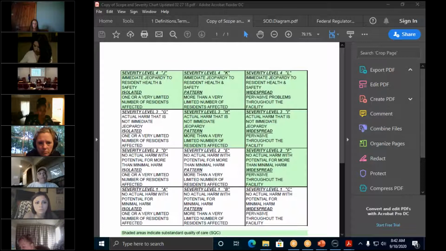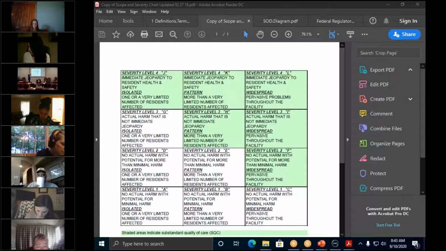The next column is a pattern. So everything down that middle column, so K, H, E, B, those are at a pattern. So more than a very limited number of residents were affected. And then in the last column, these are widespread, that's the scope. Pervasive problems throughout the facility, okay?